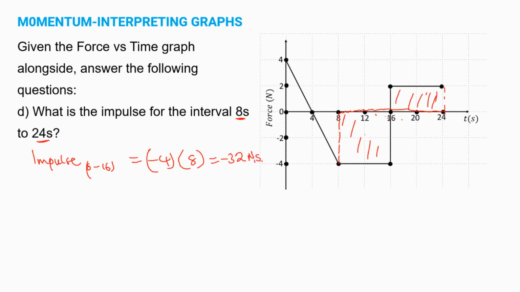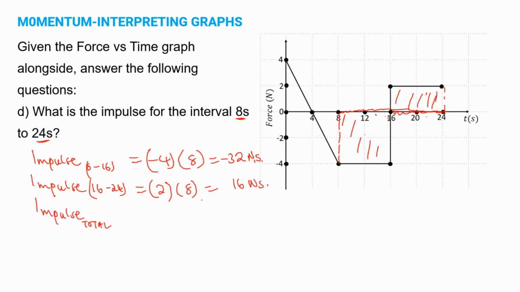Then we come to 16 to 24, from here up to there. The newtons is 2, and then the time 16 to 24, that's 8 again. So it's 8 times 2, which is 16 newton seconds. Now the total impulse, that is from 8 to 24. You can write 8 to 24 here as a subscript.